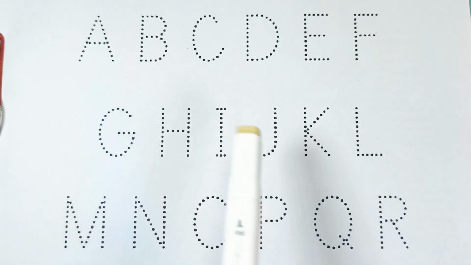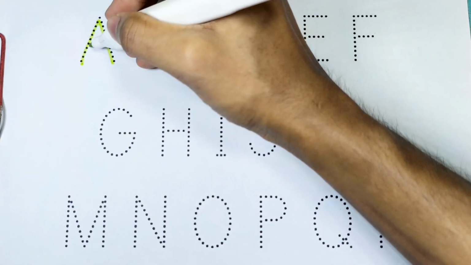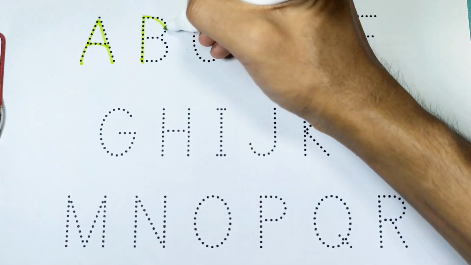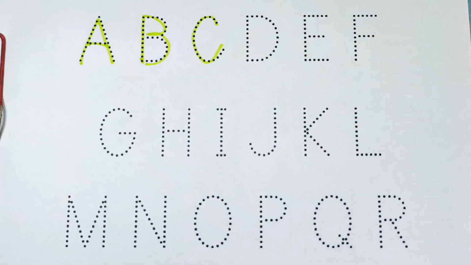Now start writing alphabets. First we're writing the alphabet of A. A for apple, A for ant. The next one is B. B for ball, B for bat. Now we're writing the alphabet of C. C for cow, C for cat.